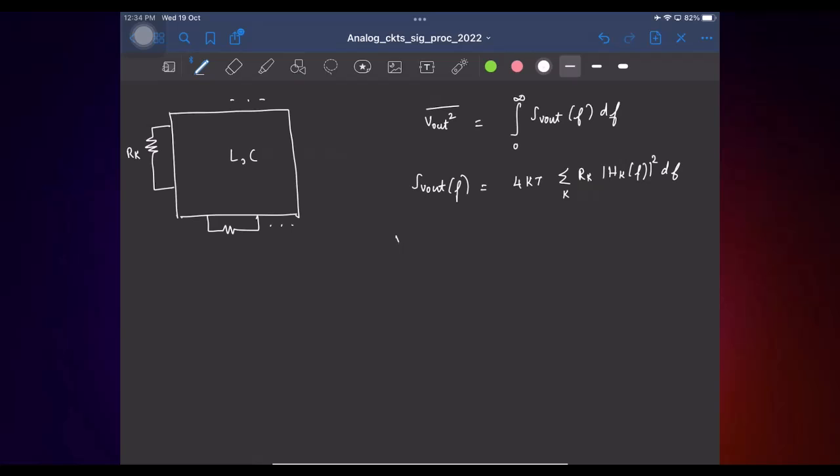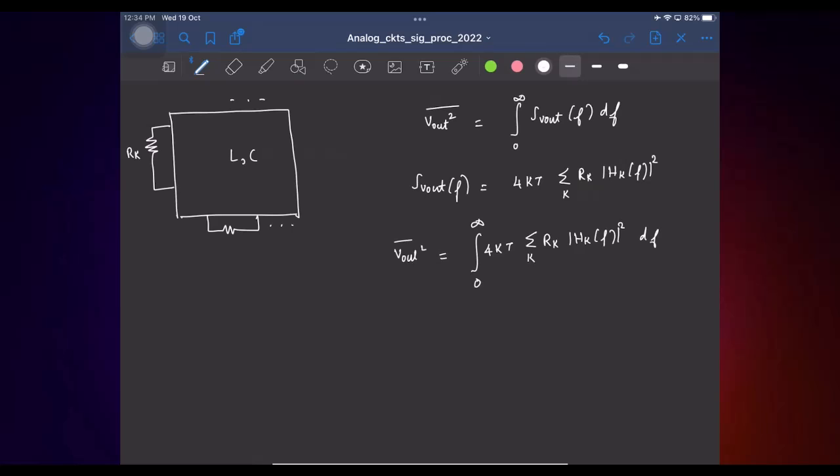Cool. So now Vout square is what? From here, what is Vout square? I mean, to get Vout square, what should I do? I'll have to integrate it from 0 to infinity. So I'll have 4kT times summation over k of R_k. Oh, sorry, there is no df here, right? Yeah. This times df. So what do you think we can do next?